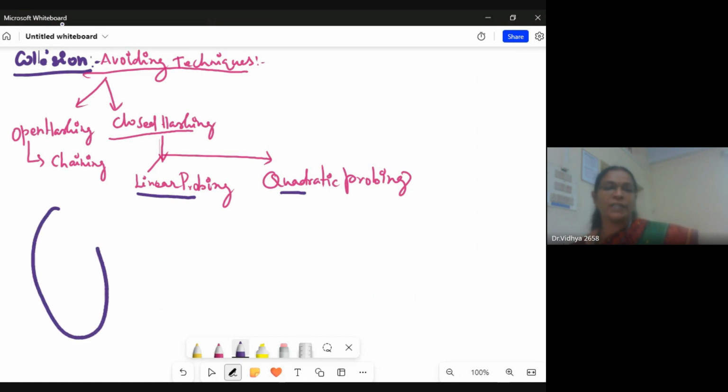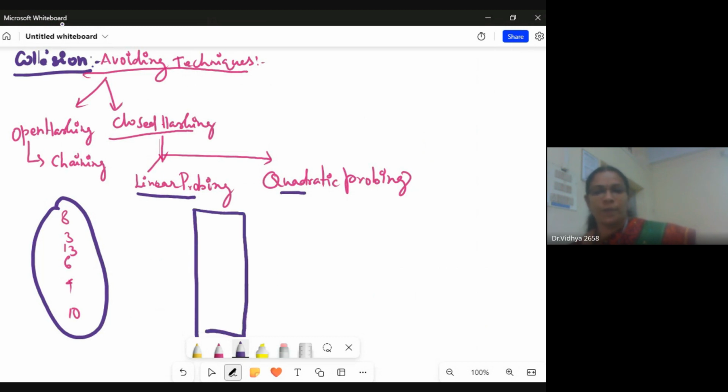I'm writing the same key space with the values 8, 30, 3, 13, 6, 4 and 10. Similarly, the hash table: this is index 0, 1, 2, 3, 4. Likewise the index will go up to its size. So what is the hash function we are following here?